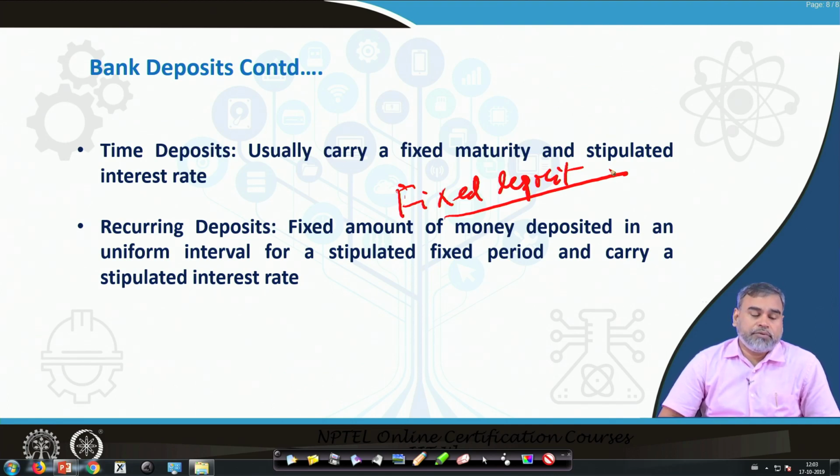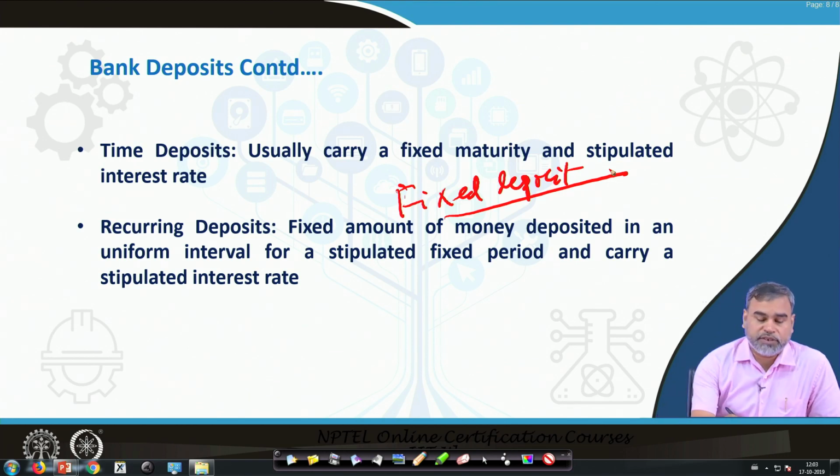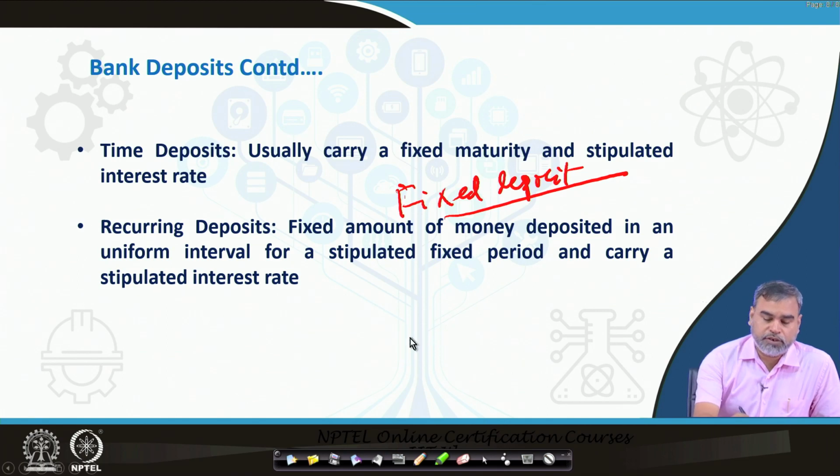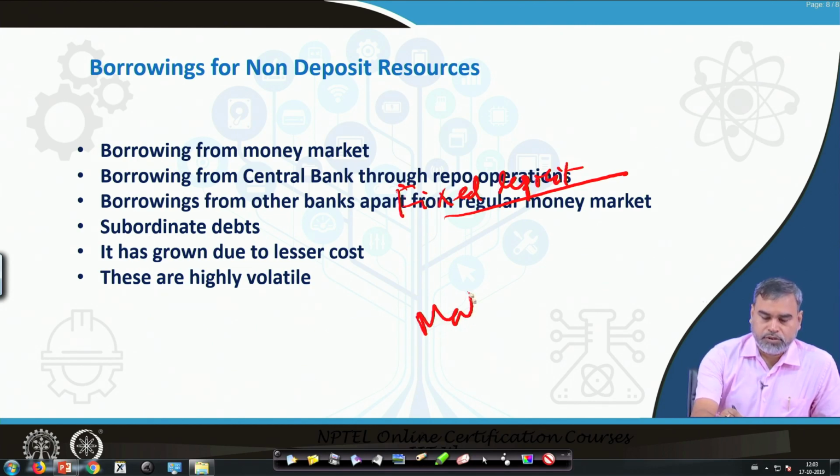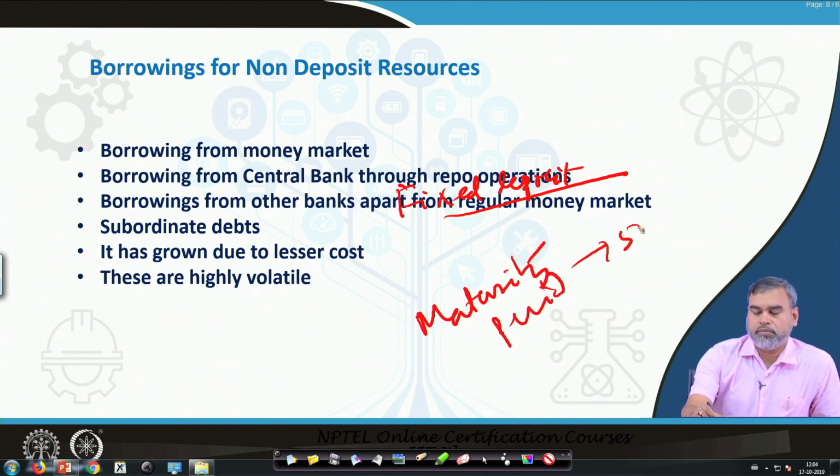Then we have another type of deposit account, that is called the recurring deposit. So, what do you mean by this recurring deposit? The recurring deposit is where a fixed amount of money is deposited at a uniform interval. Here also there is a fixed maturity period. Let's say you have opened it for 5 years.